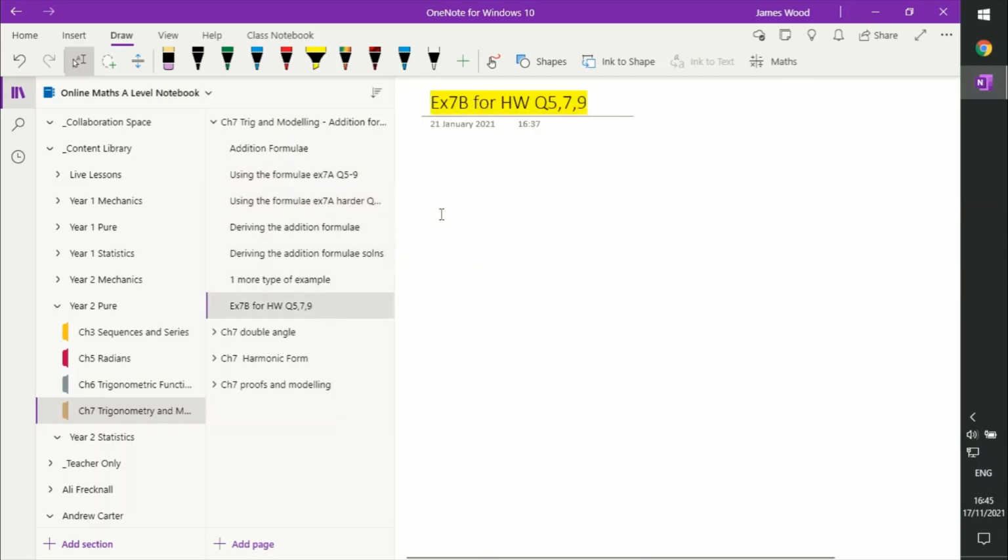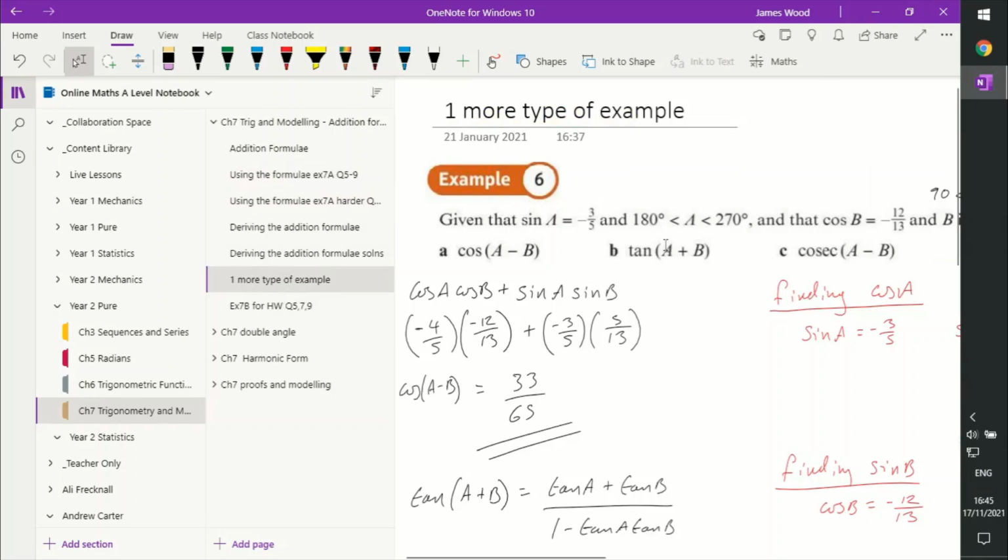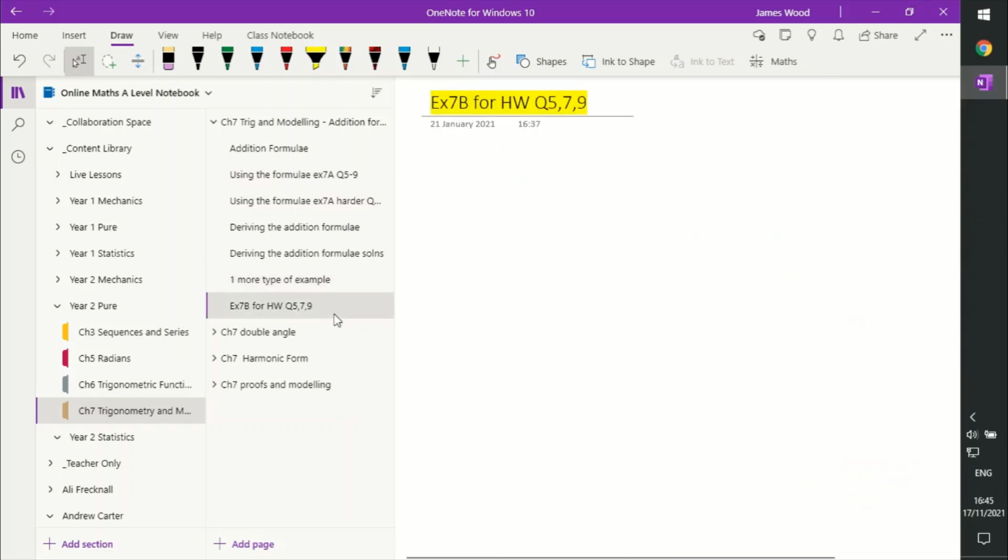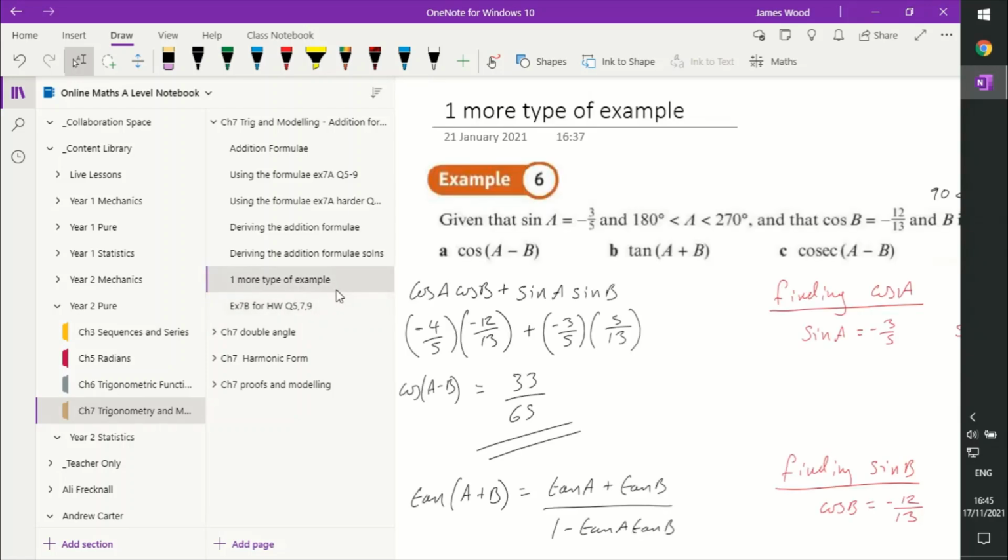So the only ones that I've picked out really is just practicing some questions that are like this. So you might want to have a go at any of question 5, 7 and 9 from exercise 7b. And those are just questions that look like this. If you can do one of them, then that's probably fine.